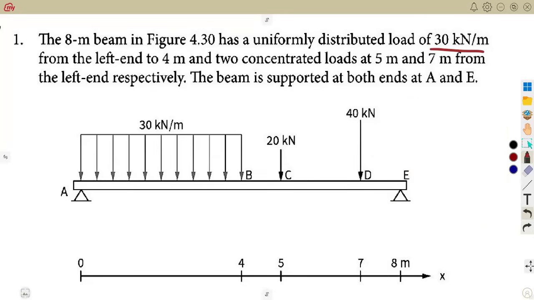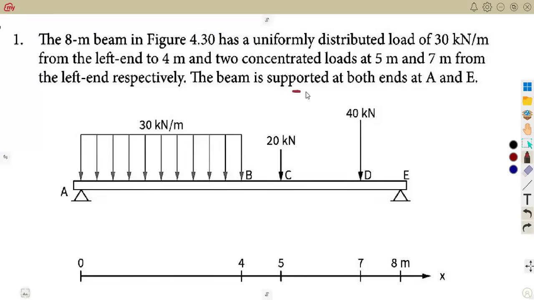All right. So in this question, we are given that the 8-meter beam in Fig 4.30 here has a uniformly distributed load. No problem, we're going to talk about that. 30 kilonewton per meter from the left end to 4 meters, and 2 concentrated loads, 5 meters from the left. Okay. No problem. So there's a uniformly distributed load here. Then we have these concentrated loads, which are the point loads.